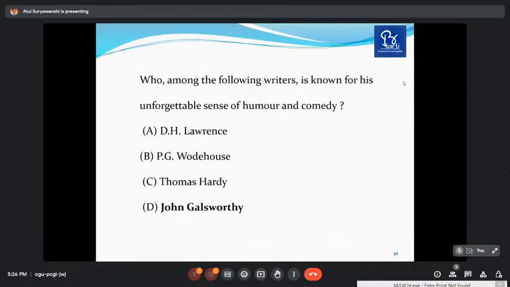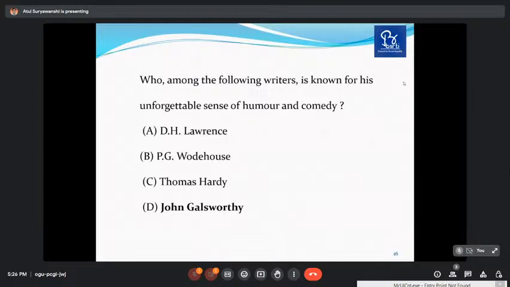So see this. Who among the following writers is known for his unforgettable sense of humor and comedy? Options are D.H. Lawrence, David Herbert Lawrence, P.J. Wodehouse, Thomas Hardy, and the fourth is John Galsworthy. So John Galsworthy is the English writer who received the Nobel Prize for Literature in 1932. He is widely known for his unforgettable sense of humor and comedy in English literature ever.